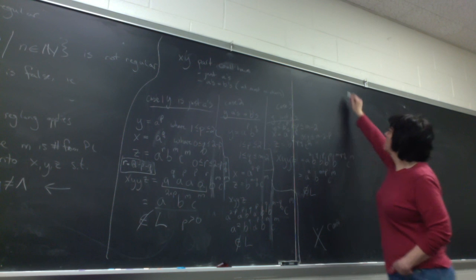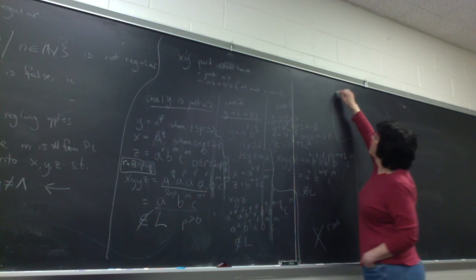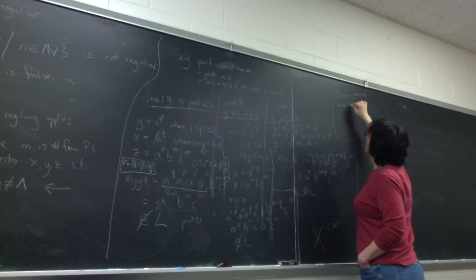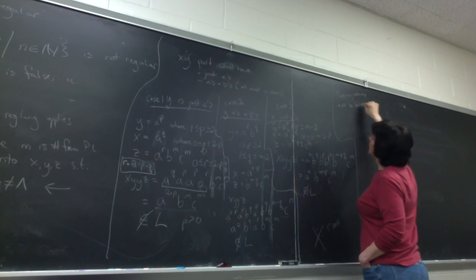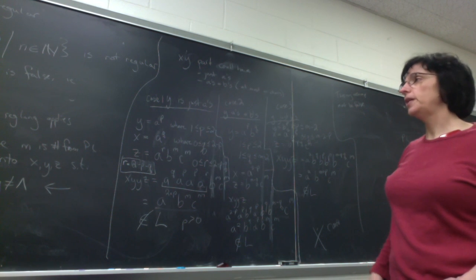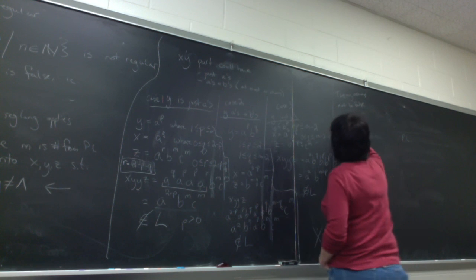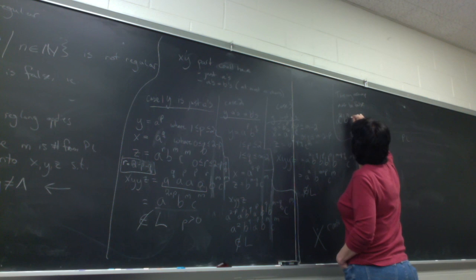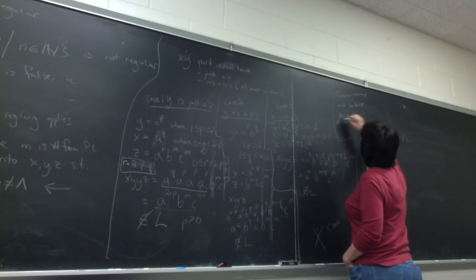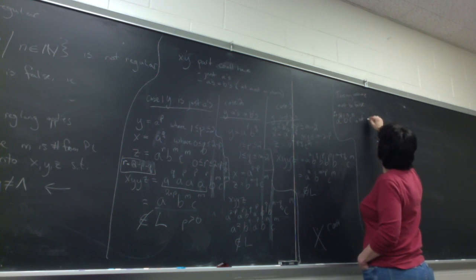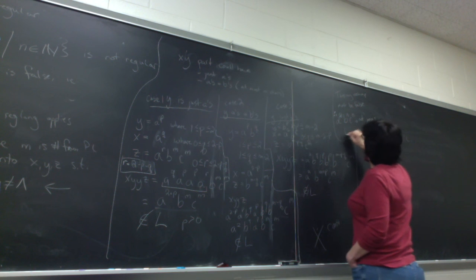So I say, thus my assumption must be false, right? What did I assume? I assumed that a to the 2, b to the n, c to the n was regular, which means that a to the n, a to the 2, b to the n, c to the n is not regular. Therefore, a to the n, a to the 2, b to the n, c to the n is not regular. QED.